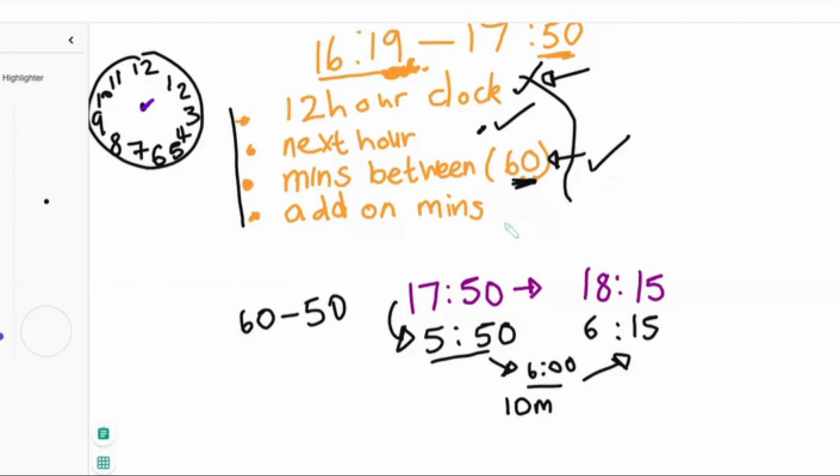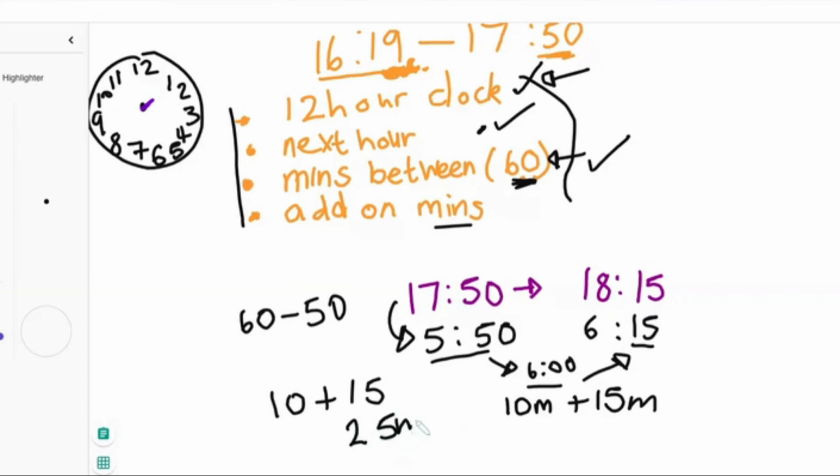The next step is we're going to simply add on the minutes. So the minutes are 15. So we're going to add a nice 15 minutes here. So what is 10 minutes plus 15 minutes? What's 10 plus 15? Can you work that out? I'll give you 1 minute. Okay, 2 seconds. All right, the answer is 25.